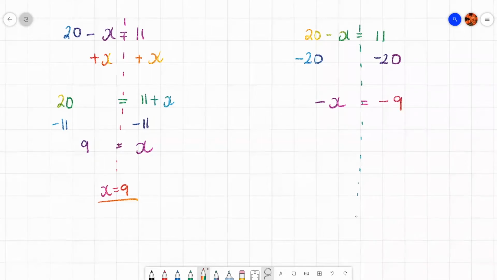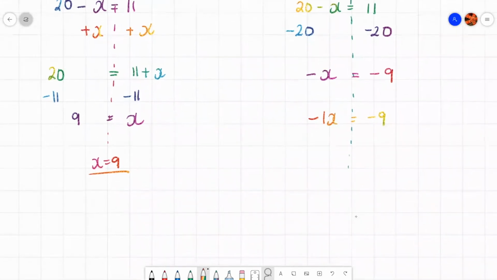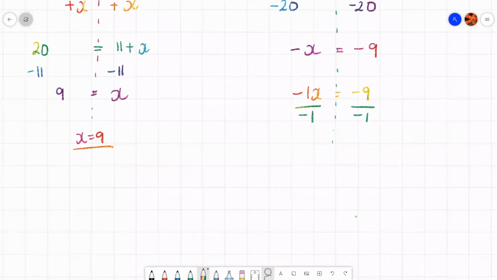Now remember, I just want positive x. So what I need to do is I need to get rid of the minus. So if you remember, the minus in front of the x is actually minus 1x equals minus 9. Well, how do I get rid of a times by minus 1? Divide by minus 1 on both sides. Minus 1 divided by minus 1 is just positive 1, so just 1x, just x on its own. And minus 9 divided by minus 1 is just 9, and there we are.